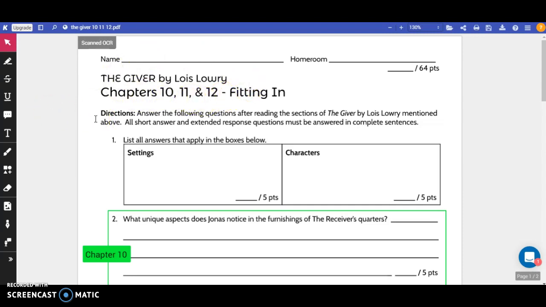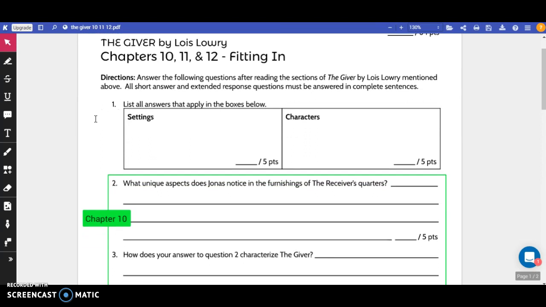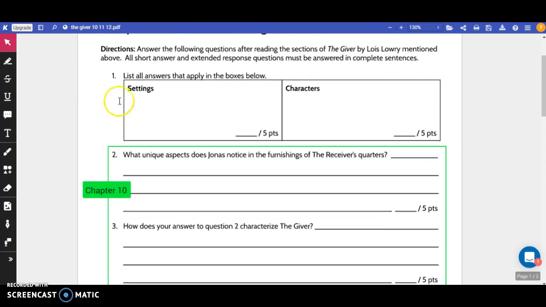All short answer and extended response questions must be answered in complete sentences. As a reminder, failure to answer in complete sentences means you will not receive full credit. All right, so question 1 says, list all answers that apply in the boxes below. So in order to receive all 5 points, you need to list all of the settings and all of the important characters.